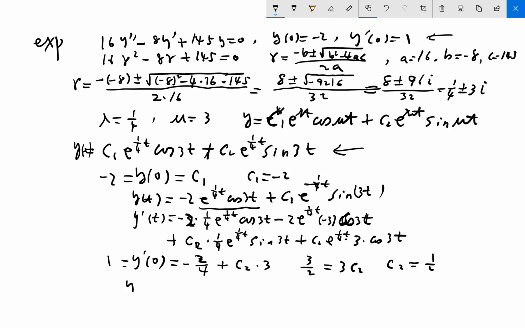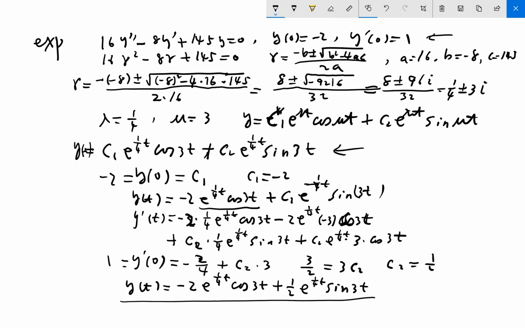So finally we solve this problem. y of t equals negative 2, which is our C1, e to the 1/4 t cosine 3t, plus C2, which is 1/2, e to the 1/4 t sine 3t. So we solved this problem completely. This is our solution.